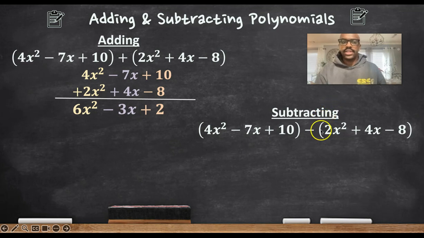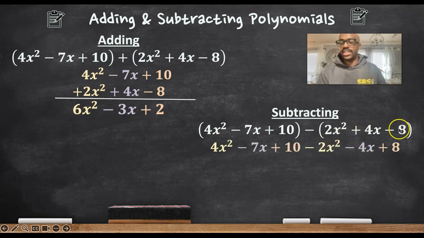Now we're going to look at that same polynomial, but instead of adding, we're going to subtract. We're going to do it very similarly. Because there's no number in front of the 4x squared minus 7x plus 10, we just bring that down as is. But now this negative is like having a negative 1, and you have to multiply that by every term inside. What that does is it changes all those signs.